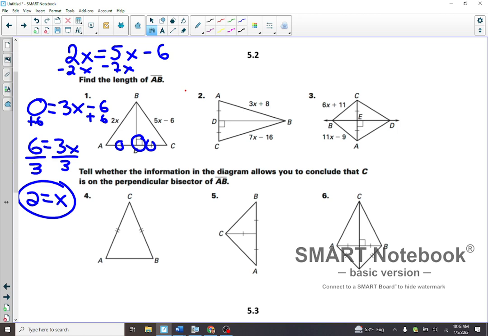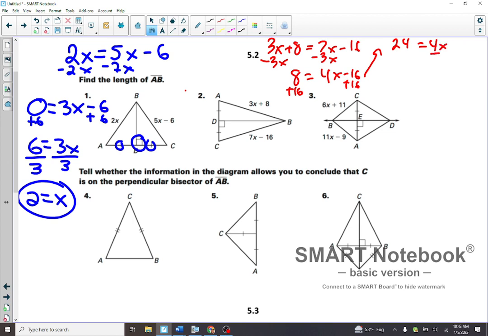All right, number 2. Same situation. Because of that right angle in the middle and the two pieces are equal, that must mean the two sides are equal. 3x plus 8 4x equals 7x minus 16. Minus 3x on both sides. Remember, I moved the smallest x over, which is 3x. 4x minus 16, plus 16 on both sides. So that is going to be 24 equals 4x. Divide both sides by 4. x equals 6.